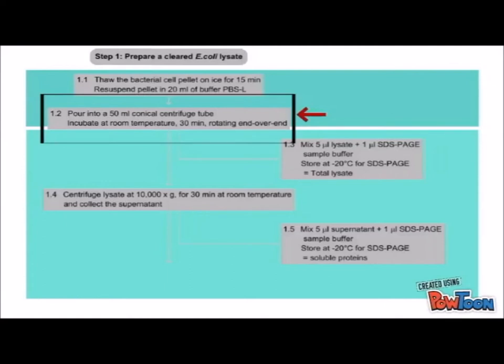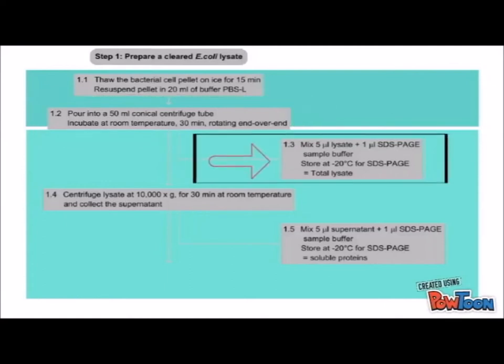After 30 minutes, we remove 5 microliters of the sample, mix it with 1 microliter of 5 times SDS-PAGE buffer, and store it at negative 20 degrees Celsius for SDS-PAGE analysis. This total lysate sample is used for analysis of the expression of the GST tag protein.